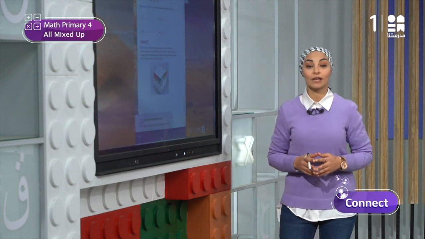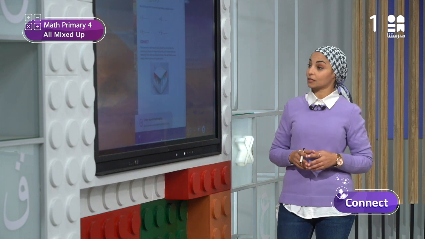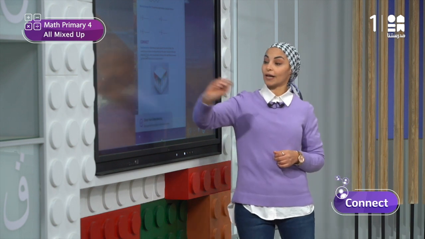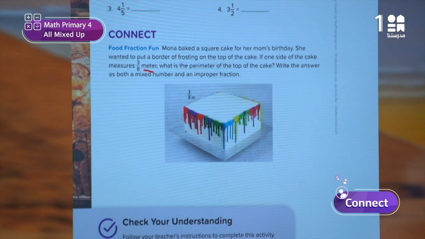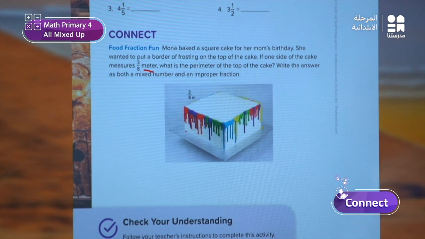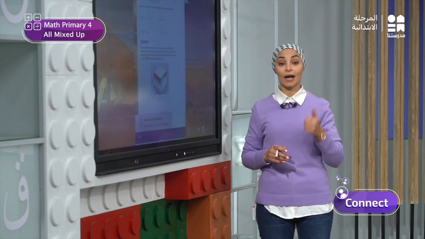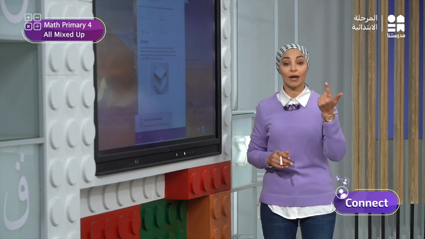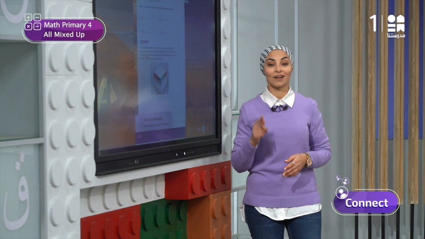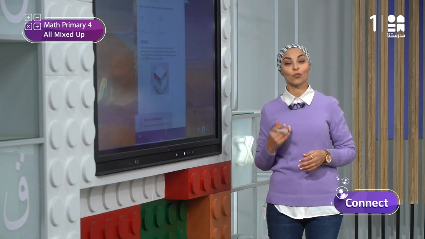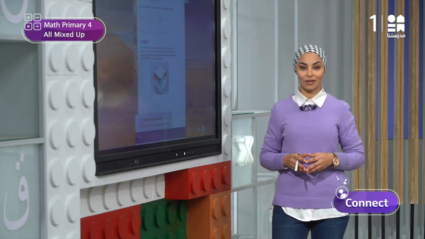One of the sides of the cake measures 3 over 8 meters. One side measures 3 over 8 meters. So the question says: what is the perimeter of the cake? Write the answer as both a mixed number and an improper fraction. And now I'll give you time to think, and when we are back we will review the answers all together.